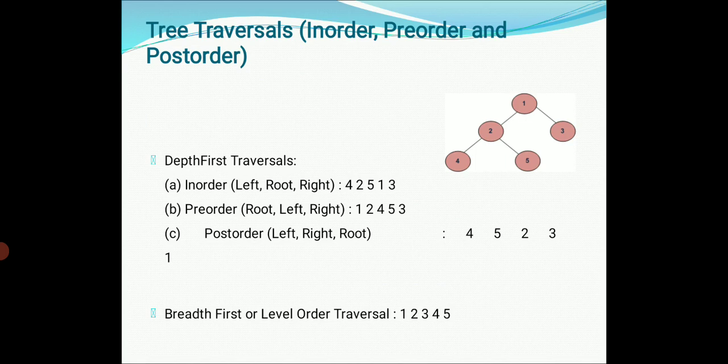Then the second traversal is breadth first search. The values are 1, 2, 3, 4, 5, that is side by side.